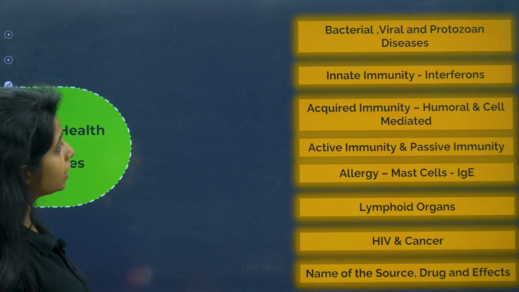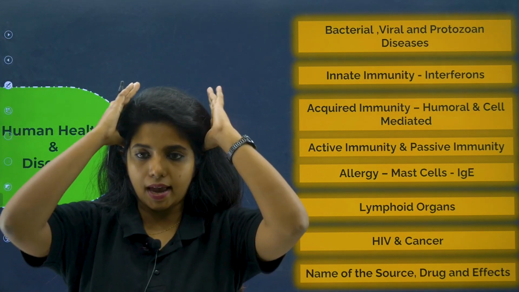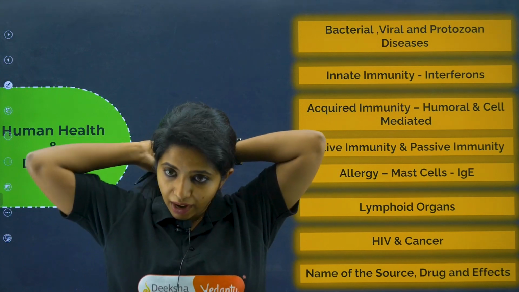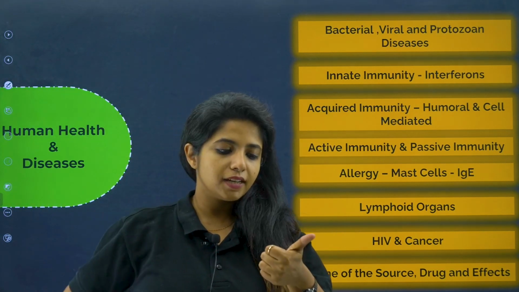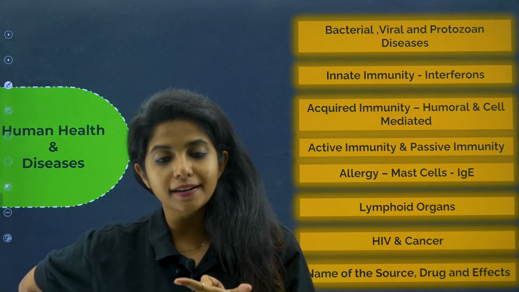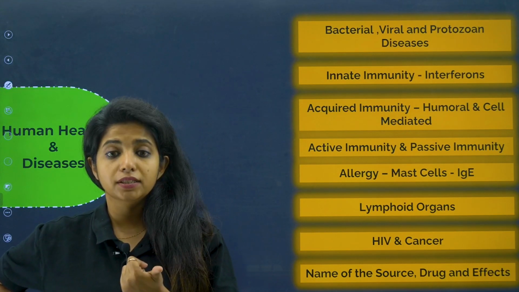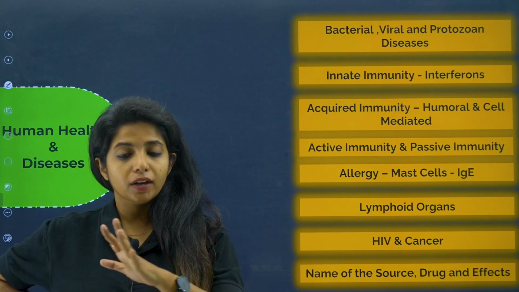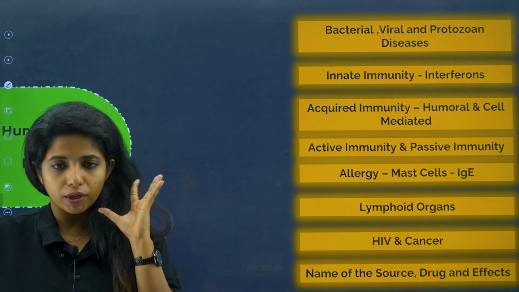Now, human health and diseases, for this I do not need NCERT at all. I can just say it as it is. Bacterial, viral and protozoan diseases: typhoid, pneumonia, and also diphtheria come under bacterial disease. Dysentery, normal dysentery, not amoebic dysentery, comes under bacterial. All these things you should know.